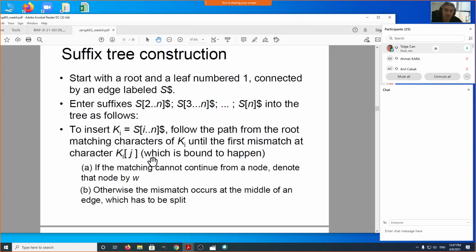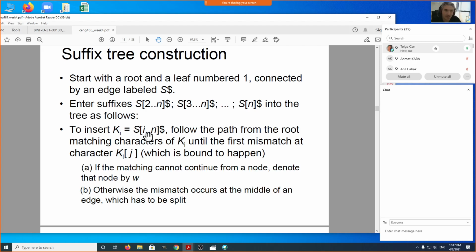We are going to try to match its characters one by one, starting from its ith character from the root node. As long as we match characters, we follow that path along the edge labels. And at some point, a mismatch is bound to occur, because no suffix is a prefix of another suffix. Therefore, at some point you're going to encounter a mismatch when searching for a suffix in your path.